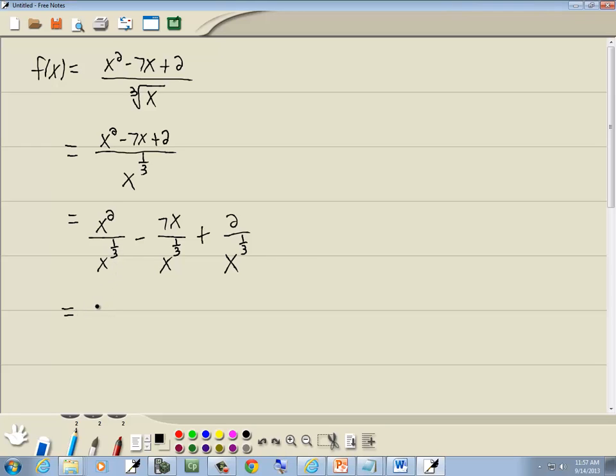Now I want to get a common denominator for the exponents. The 2 I can rewrite as 6 over 3, and that's x to the 1/3 minus 7x, this is x to the first power, I can rewrite that as 3 over 3 over x to the 1/3. And this last one's pretty straightforward. There's no x up here, so I can move this x to the 1/3 up on top. And it becomes x to the negative 1/3.